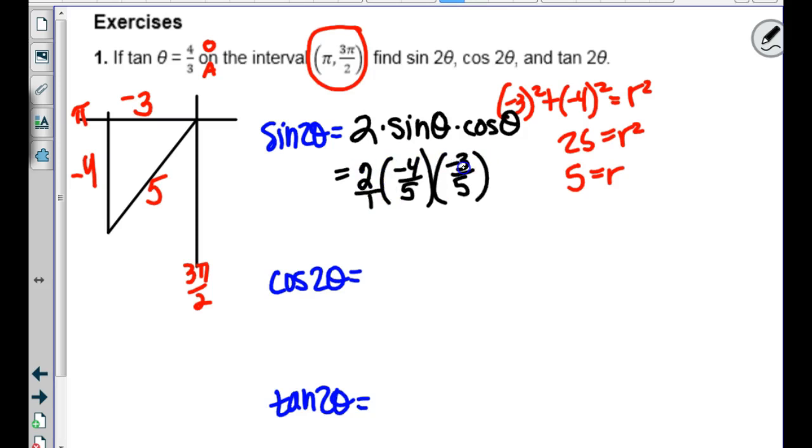So what do I get all the way across the top? 2 times -4 times -3, 24. On the bottom, 1 times 5 times 5. All right. The angle that took us all the way around to there, if I doubled it, it would have a positive sine of 24/25. The cosine of 2 theta, there are 3 choices. Which one would you like to use? It does not matter.